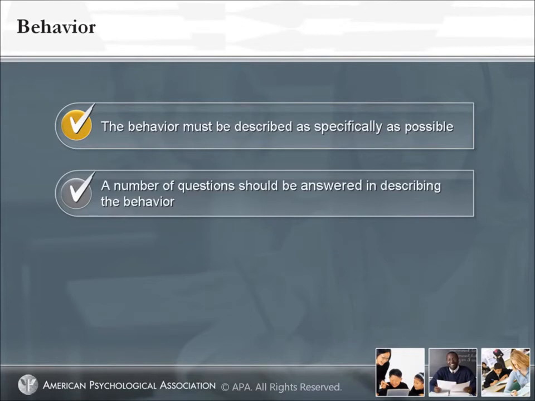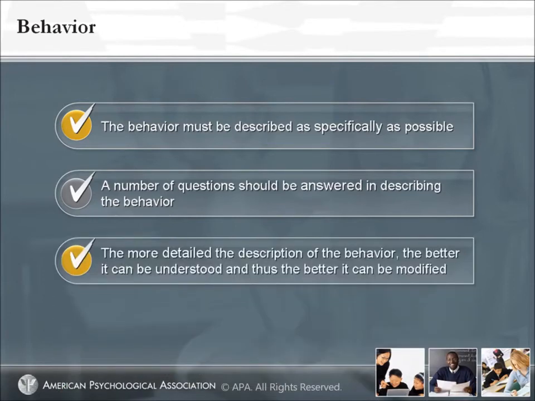What does it look like? How long does it last? Are there different variations of the behavior, for example, hitting and kicking? How intense is the behavior? The more detailed the description of the behavior, the better it can be understood and more easily modified.